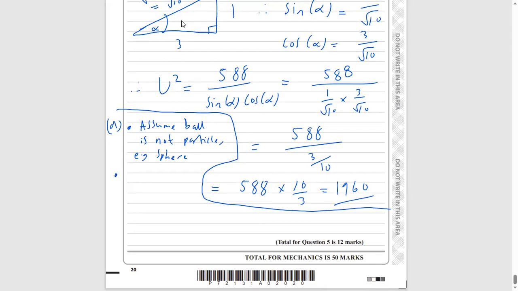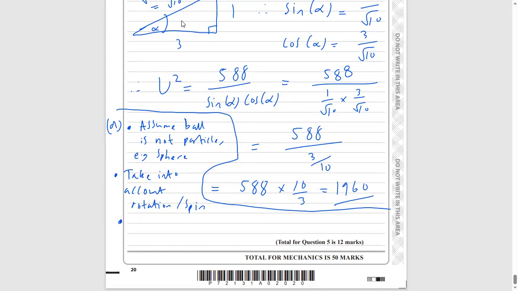We could say take into account spin, because obviously with a ball, if you hit a ball, there's going to be rotation. So take into account spin or rotation of the ball. That's a good one with these projectile questions that you can always use. What else could we say?